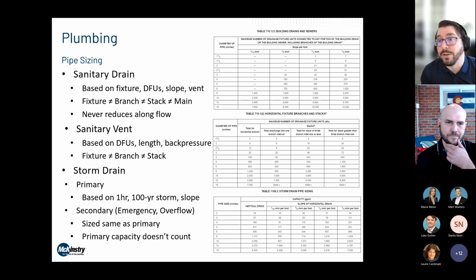The only difference, one usually terminates to grade, that's the one you see, and one usually stays all underground, which is the primary. You want that terminating above grade for the emergency to know the primary is clogged. That's the idea.